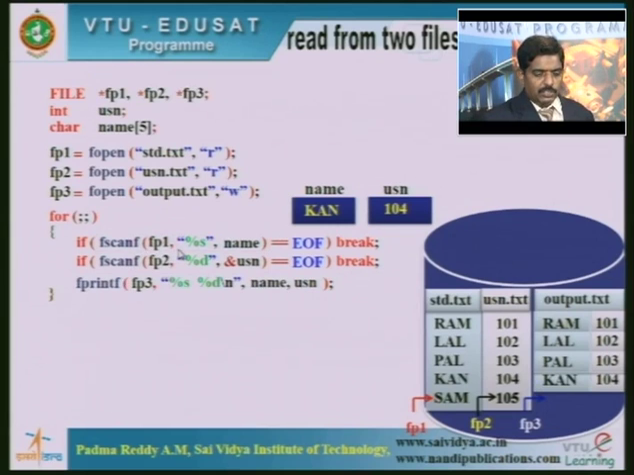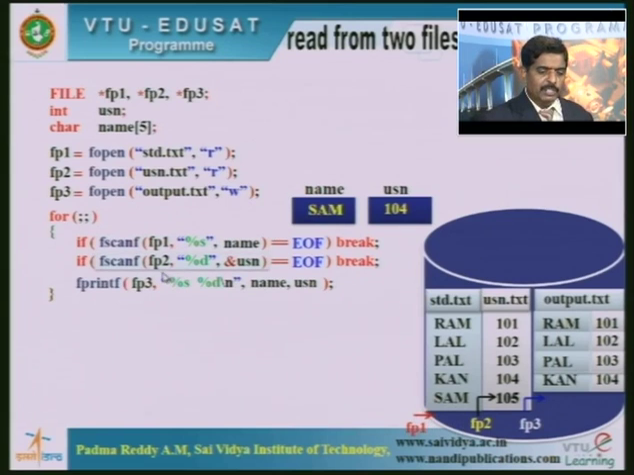Now, if I execute this, what will happen? We are going to read from fp1. fp1 points to where now? Sam. That Sam is read and it is copied into name. Now, after reading, automatically the pointer points to the next name. What is the next name here? There is no next name. Now, fp1 points to the end of file.